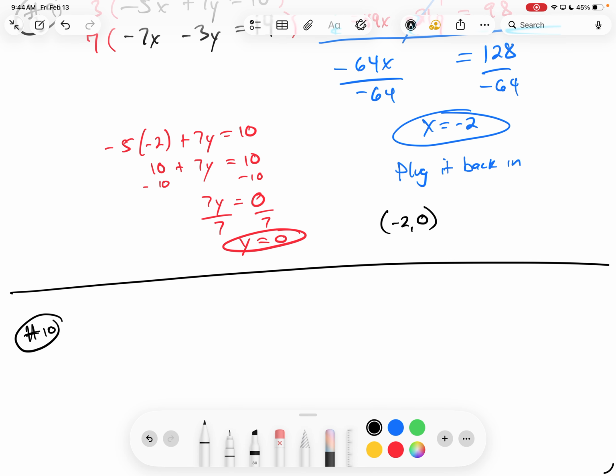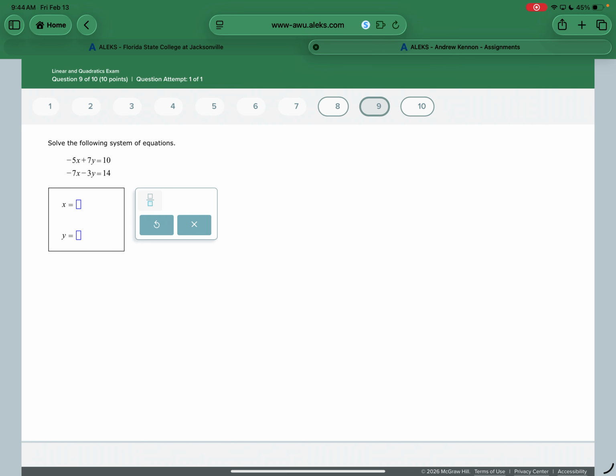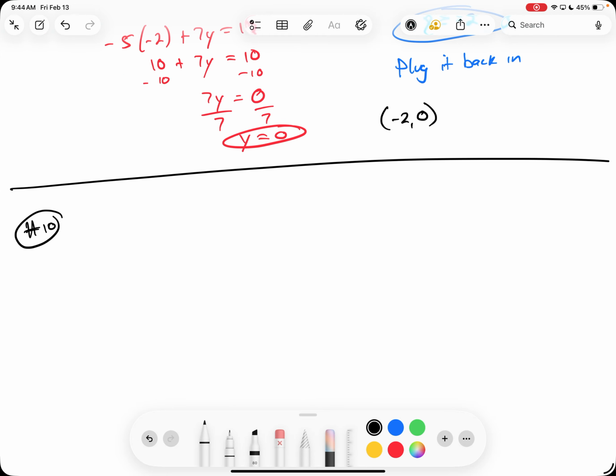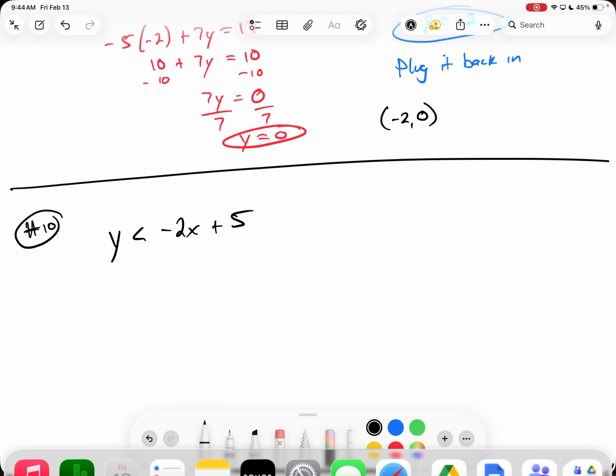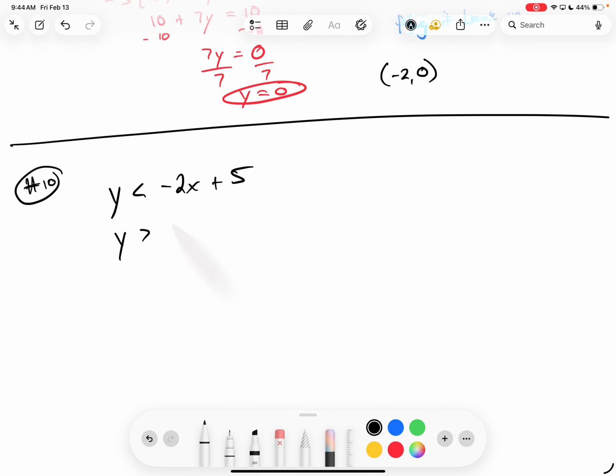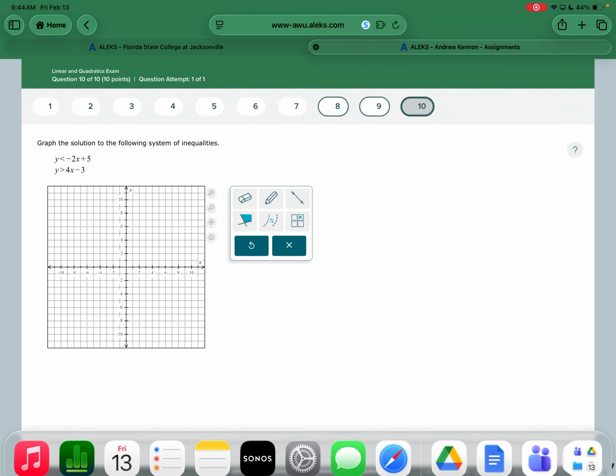And the last one is a system of linear inequalities. Y is less than negative 2x plus 5. Y is greater than 4x minus 3. Make sure 4x minus 3, negative 2x plus 5. Okay.